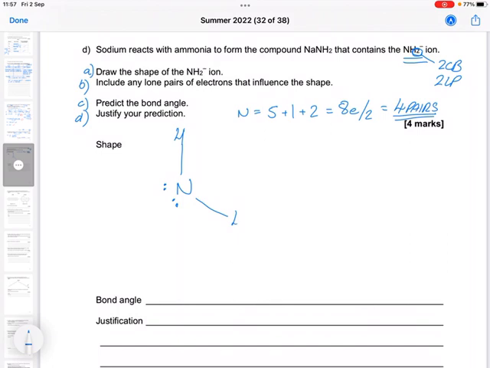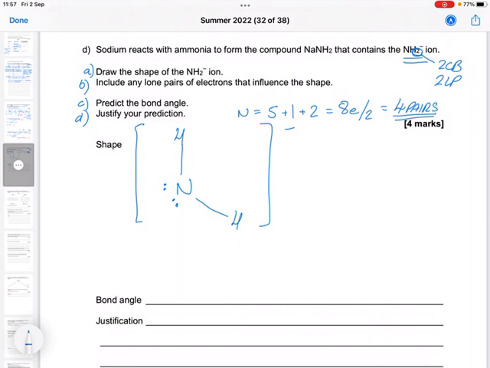Now it's negatively charged, so strictly speaking I should put brackets around it. But the mark scheme does state not to worry about the brackets. So draw the shape. There's the shape. Include lone pairs that influence the shape. I've done that as well. So I've done A and B.